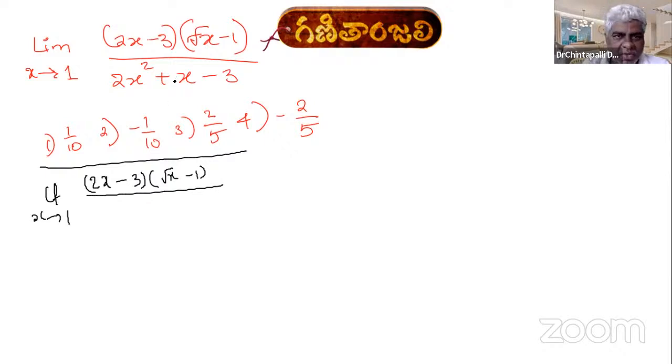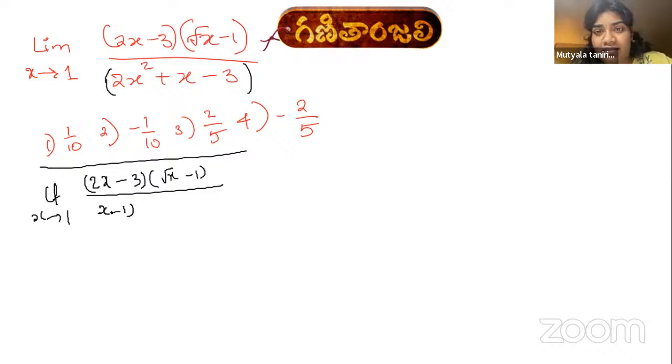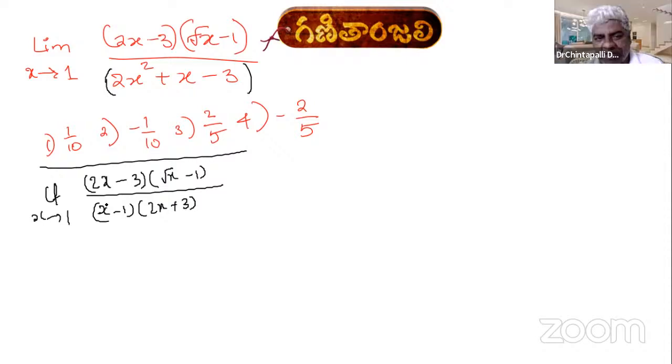What is 2x square plus 3x minus 2? The answer is x minus 1 times 2x plus 3. Is it 2x minus 3 or 2x plus 3? Plus 3. That's why we can't cancel 2x minus 3 and 2x plus 3. What did you do?